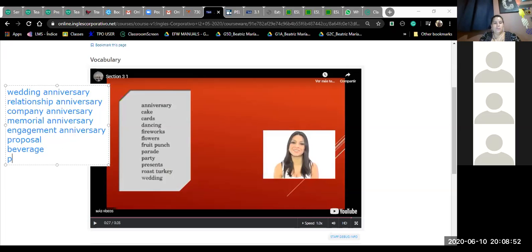Presents? Also presents. What else? Dancing floor. Okay, dancing floor. Another one would be presents. And then aside from presents, when you don't give a gift, what else do you give? You give an envelope, right? It's called an envelope present. The present is the one that you actually give in a box. That's a present. But if you give an envelope, that's an envelope present.